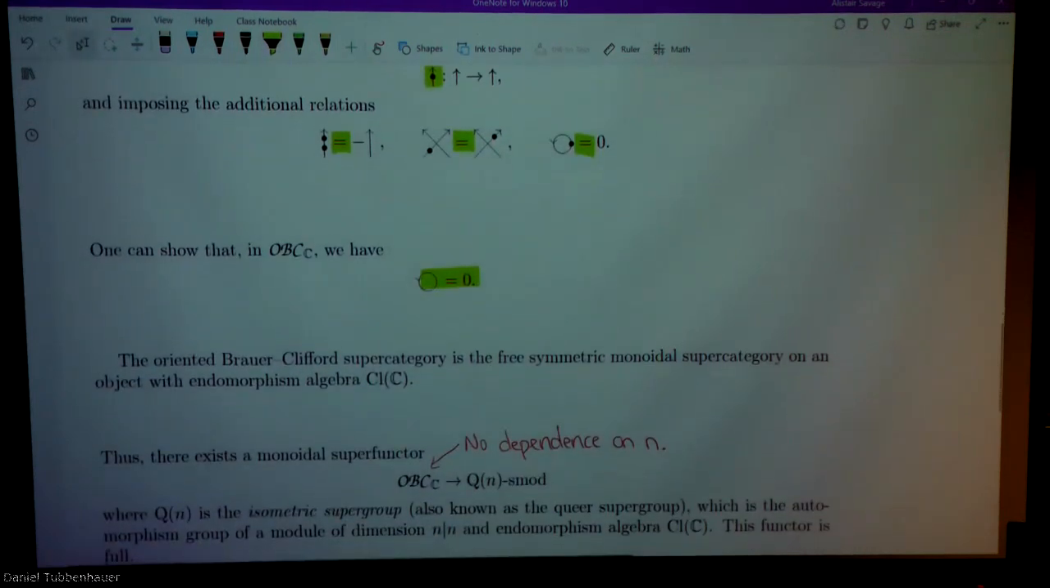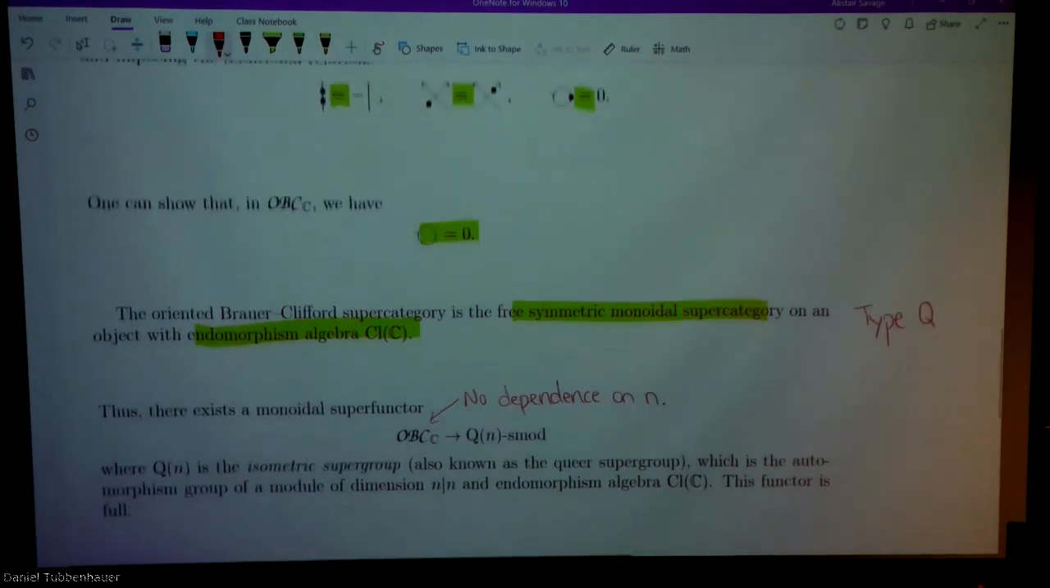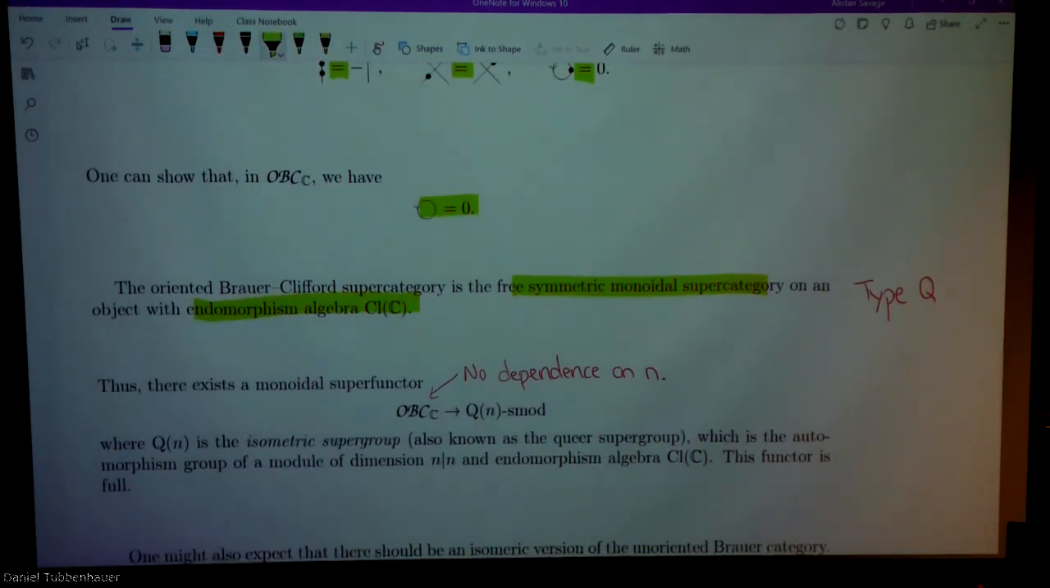So this has a universal property. It's the free symmetric monoidal supercategory on an object whose endomorphism algebra is this Clifford superalgebra. Sometimes you might have seen the terminology of type Q module. It's type M if the endomorphism algebra is C. It's type Q if its endomorphism algebra is this Clifford algebra. And so that universal property gives you a functor to modules over what's called the isomeric or the queer supergroup.